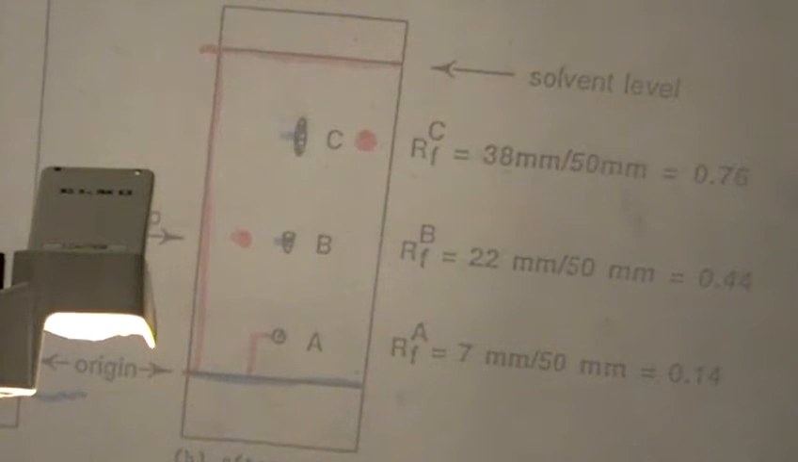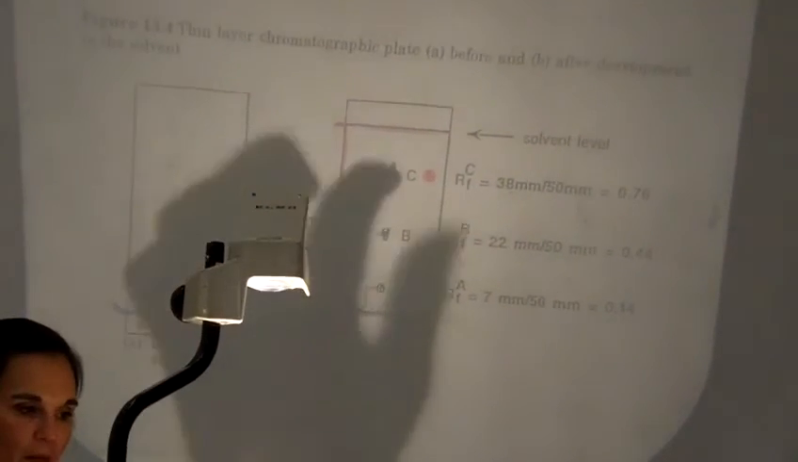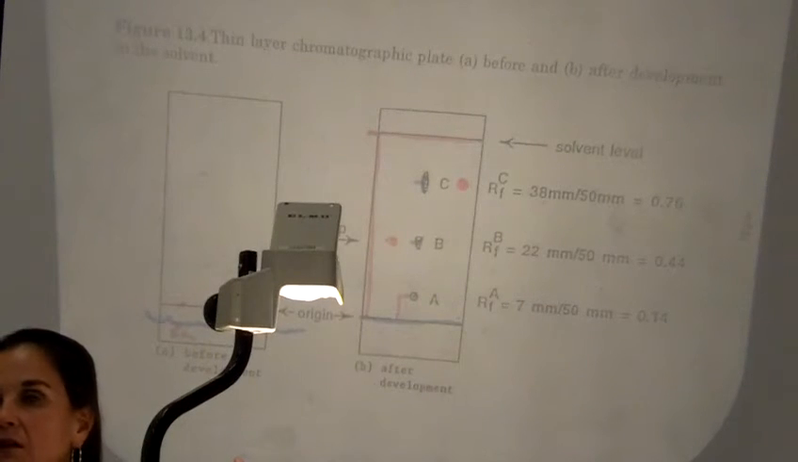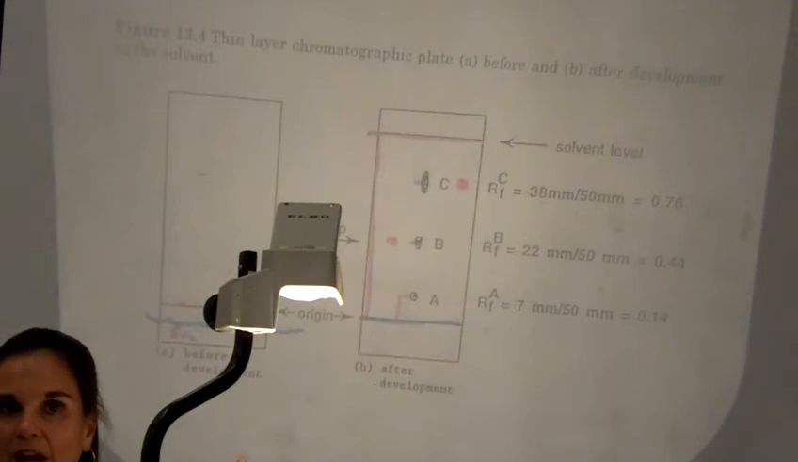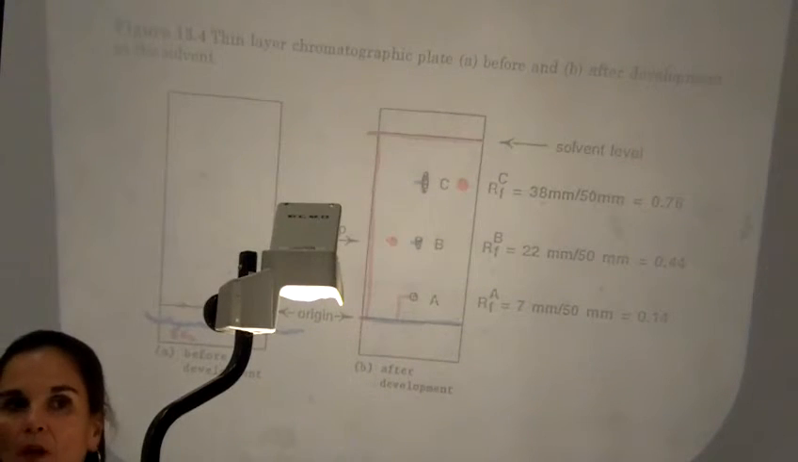So first of all, you've got a distance divided by distance. Do you have any units on an RF value? No units, right? And what can you say about that number? You've got this number divided by this number. It's always going to be a decimal less than 1, right? So your RF value will always be a decimal less than 1.